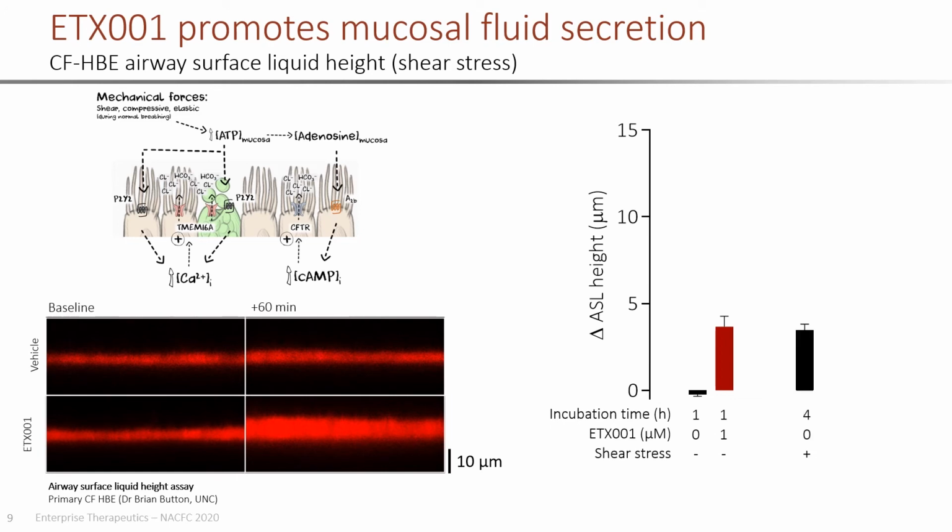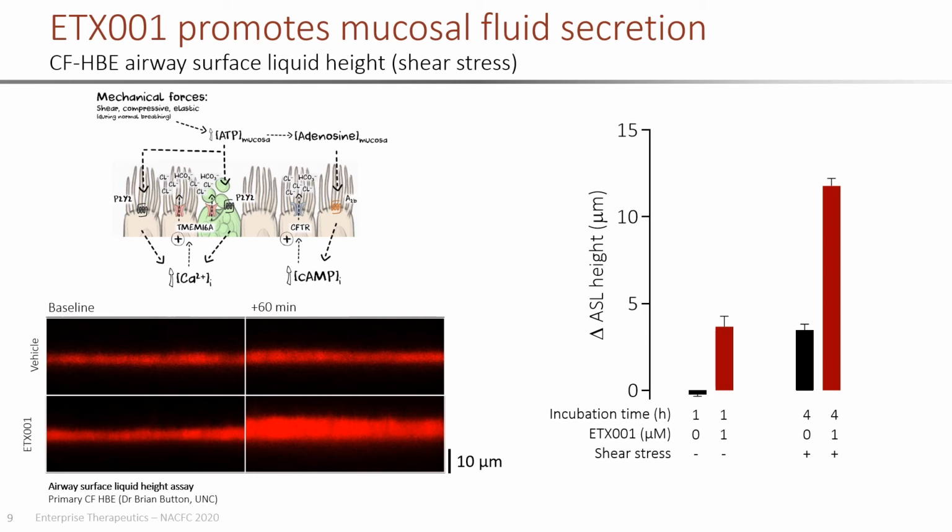After 4 hours of shear stress, the vehicle-treated cells also show an increase in airway surface liquid height because of the switching on of this ATP mechanism in the cultures. But those cultures that had been pre-treated with the TMEM16A potentiator show a further enhancement of this fluid secretory response. This is consistent with our TMEM16A potentiator being able to enhance TMEM16A function even under conditions where calcium is being endogenously regulated through the mimicking of tidal breathing in these cultures.